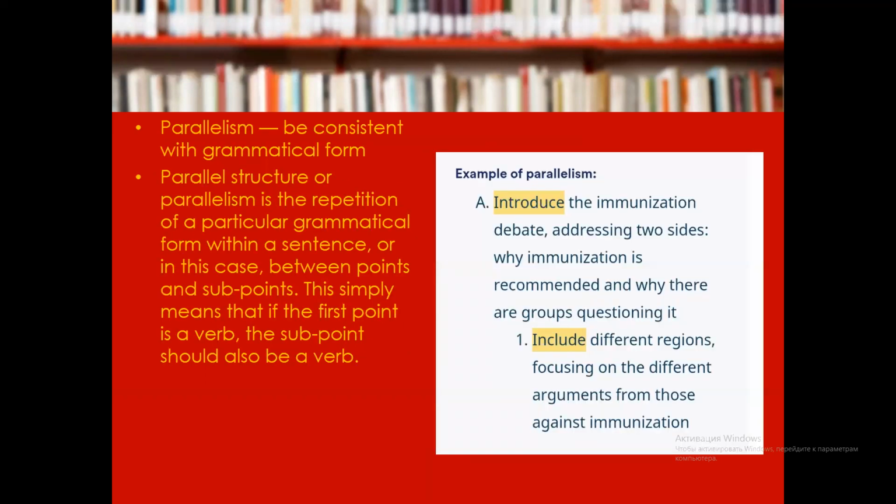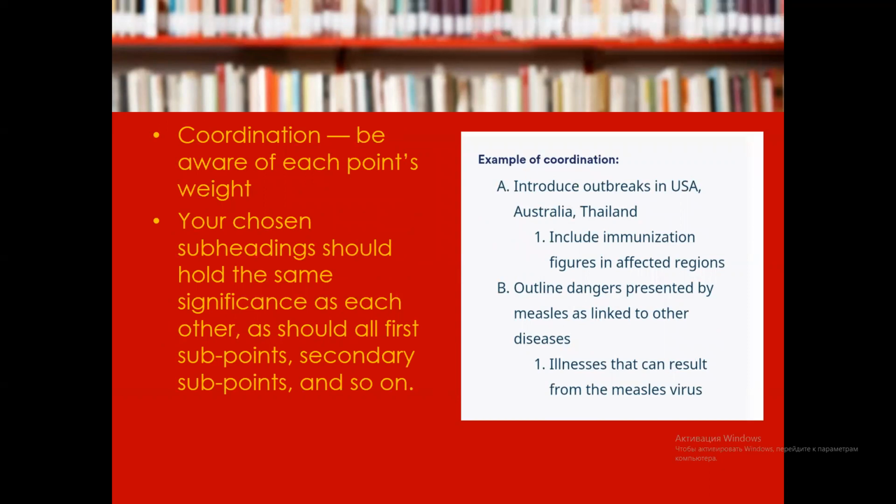Parallelism. Be consistent with grammatical form. Parallel structure, or parallelism, is a repetition of a particular grammatical form within a sentence, or in this case, between points and subpoints. This simply means that if the first point is a verb, the subpoint should also be a verb. Coordination. Be aware of each point's weight. Your chosen subheadings should hold the same significance as each other, as should all first subpoints, secondary subpoints, and so on.